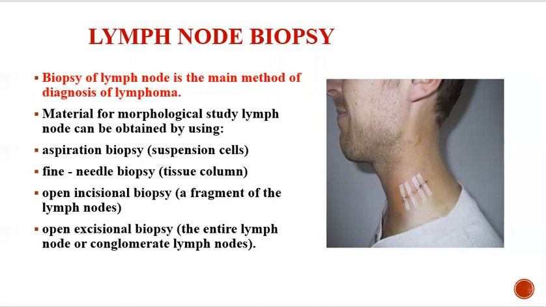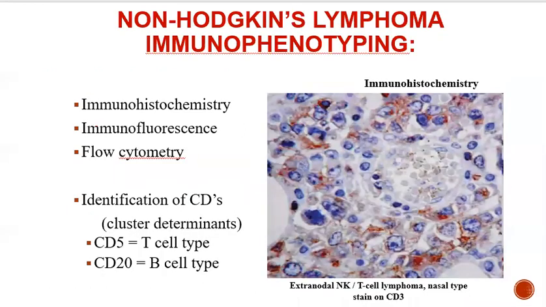Material can be obtained through aspiration biopsy, fine needle biopsy, open incisional biopsy, or open excisional biopsy. Compare this with Hodgkin lymphoma, where aspiration and fine needle biopsy should not be used for making the pathomorphological diagnosis. In the context of a lymphoma diagnosis, immunohistochemistry has an advantage that the cells of interest are identified morphologically, and it is applicable retrospectively to fixed tissues. Through fixation, it might lead to the loss of some cellular antigenicity.